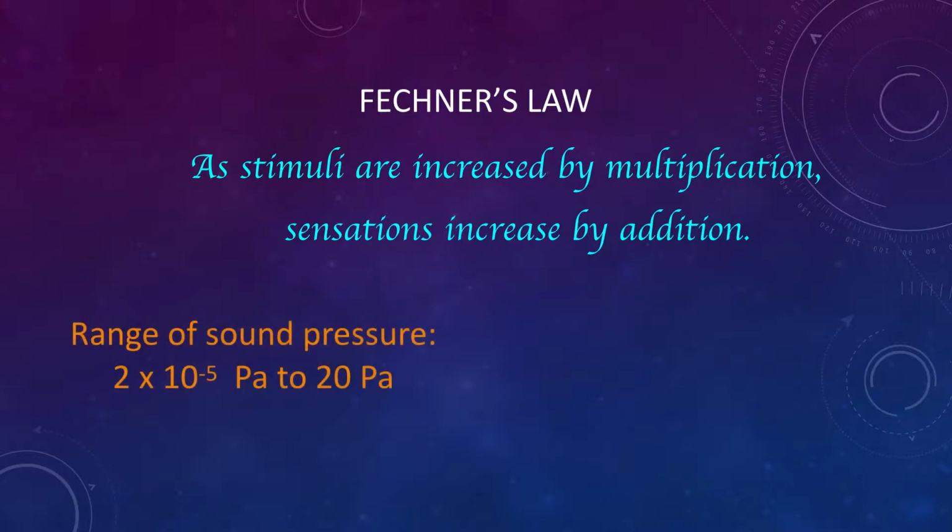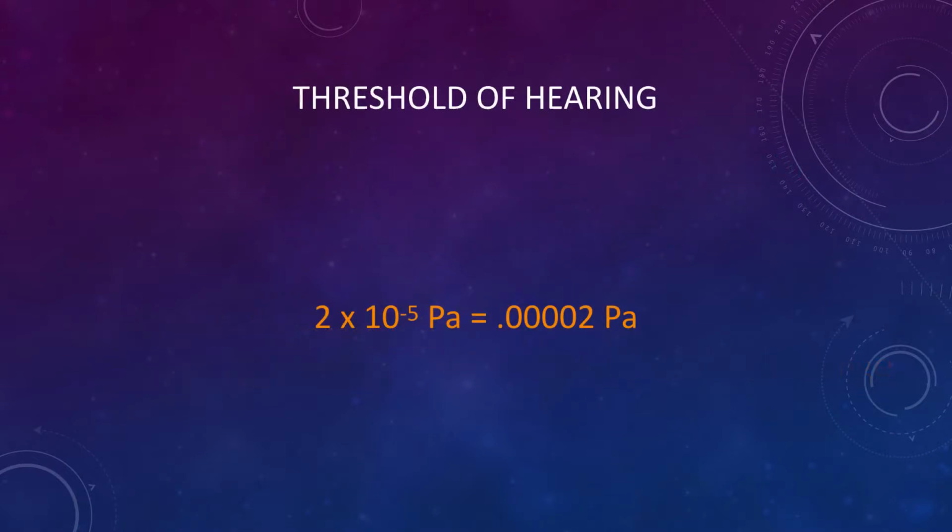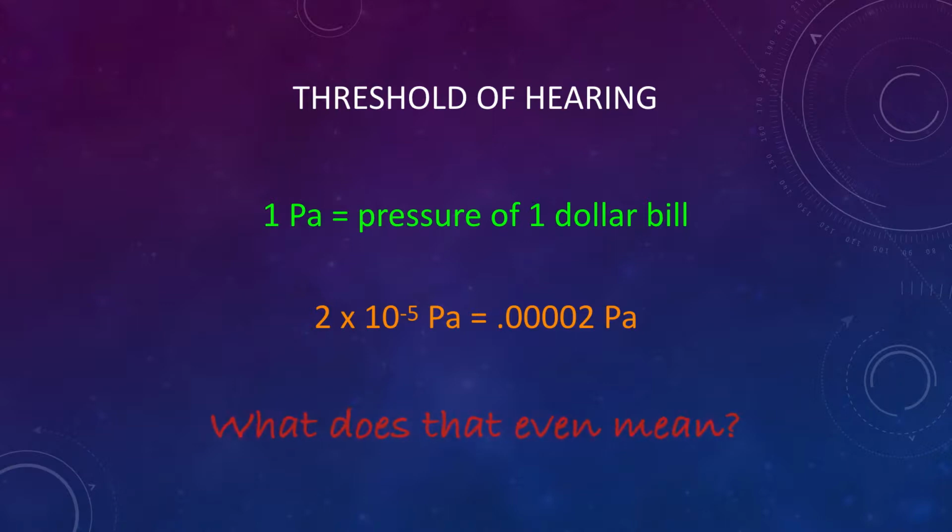And the range of sounds that we generally hear is very large, 2 times 10 to the minus fifth pascals to 20 pascals, which is a range of 1 to 1 million. On top of that, the softest sound we can hear is the sound pressure change of 2 times 10 to the minus fifth pascals, 0.00002 pascals. Considering that 1 pascal is about the pressure that a dollar bill exerts on your arm, 2/100,000th of a pascal is an inconceivably small number.